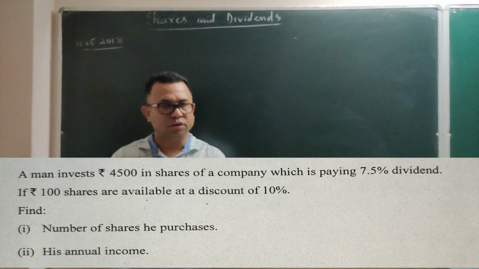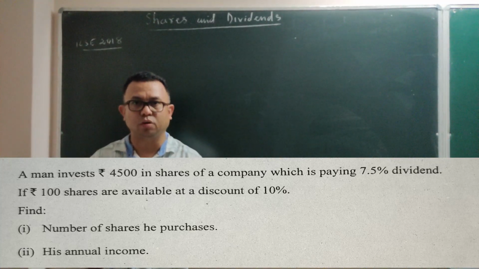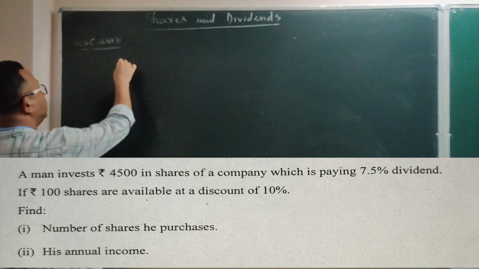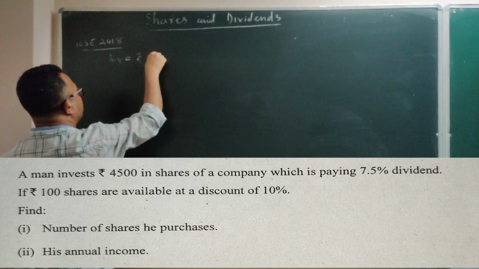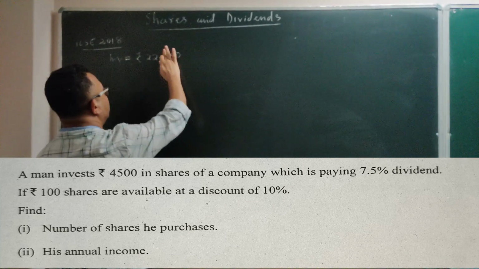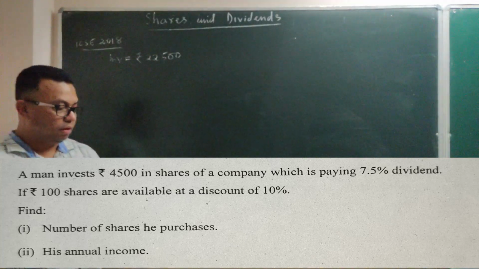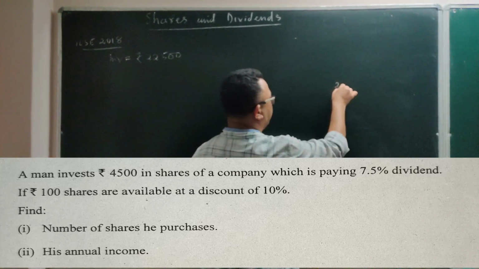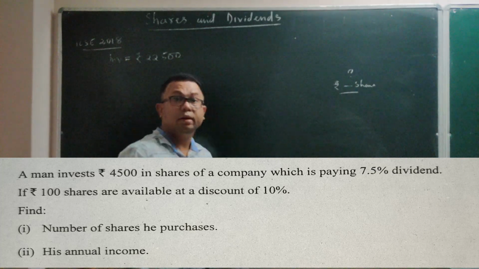Now by reading the question, I'll list down things which are given. It is written, a man invests 22,500. So it's very clear from the question that investment is rupees 22,500. Then in rupees 50 shares, in the last class I told you, if rupees dash share is written, this is given for nominal value.